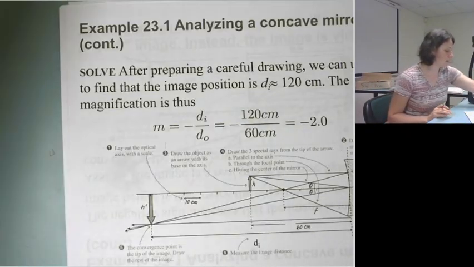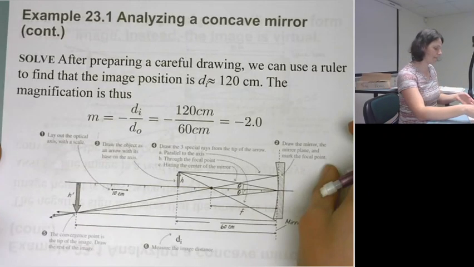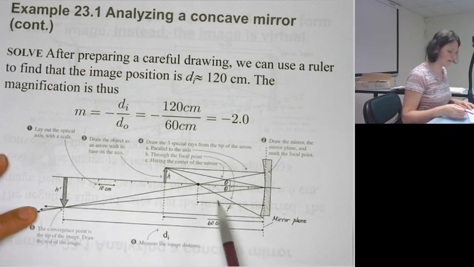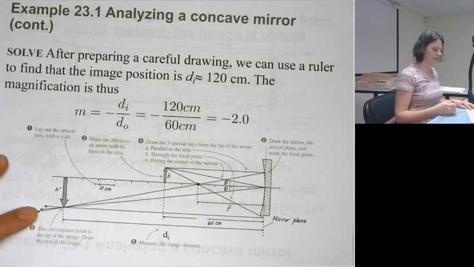All right, how do we do? So this is the fancy ray diagram that does more or less the same things that we did here.